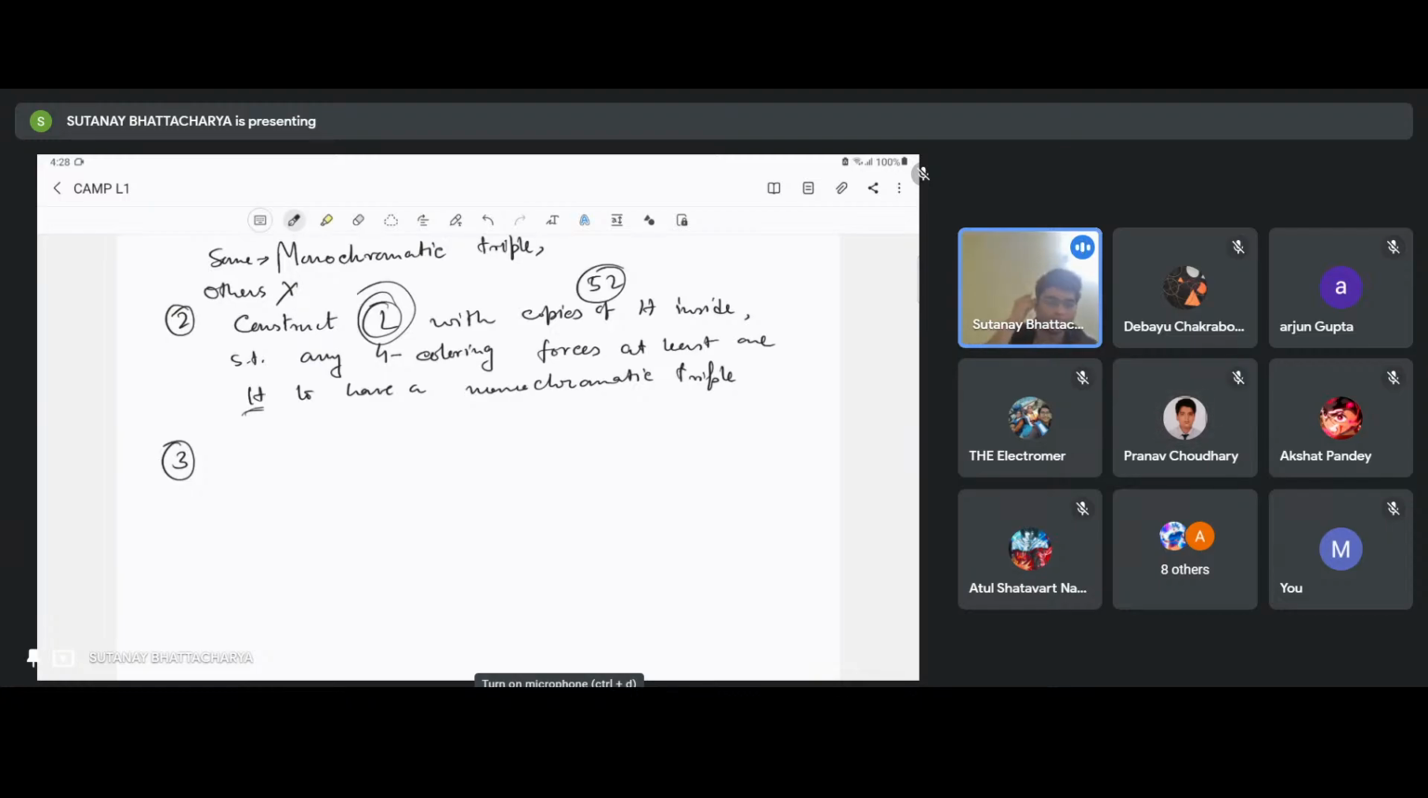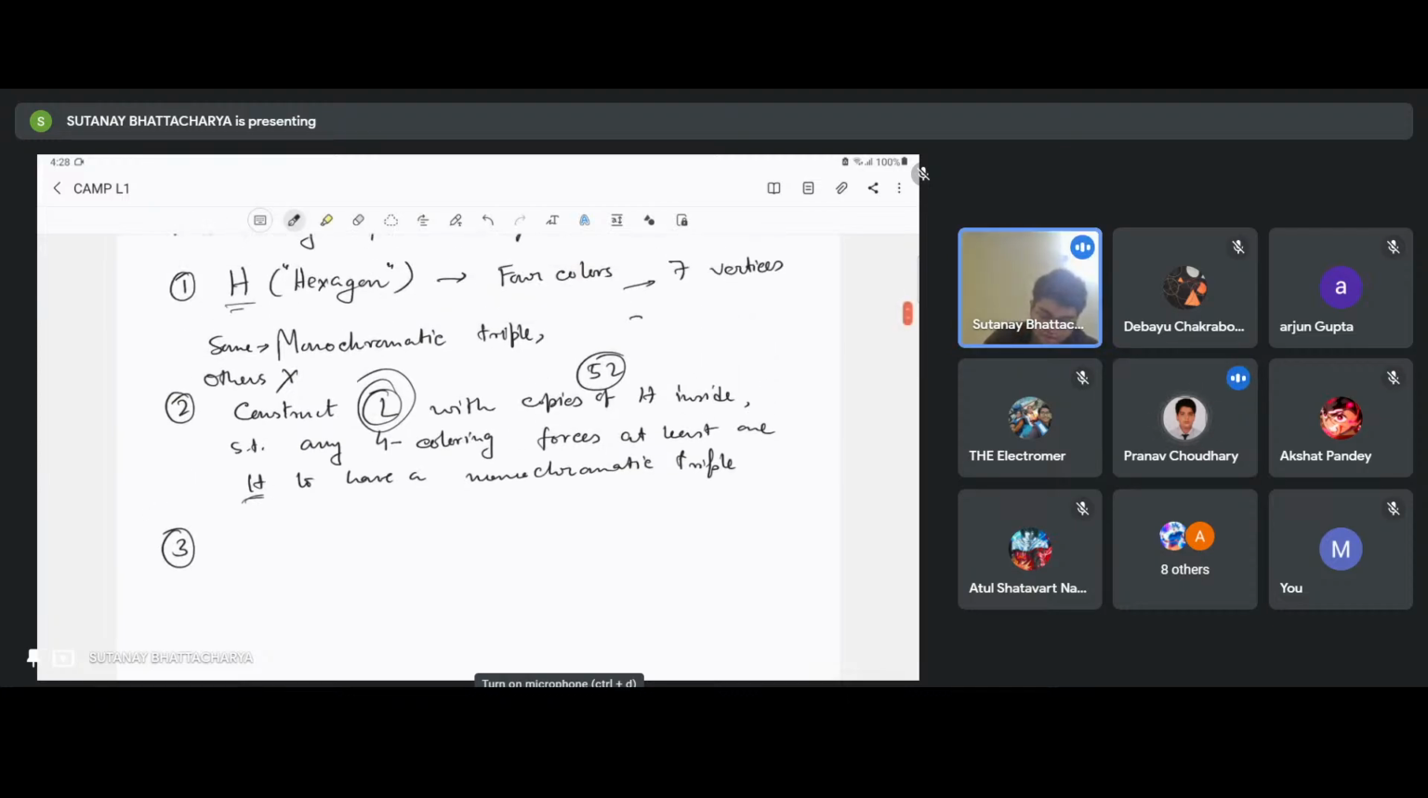Our third step will be... Can you please repeat the definition of monochromatic triple? Definition of monochromatic triple: just 3 points of the same color. Okay.